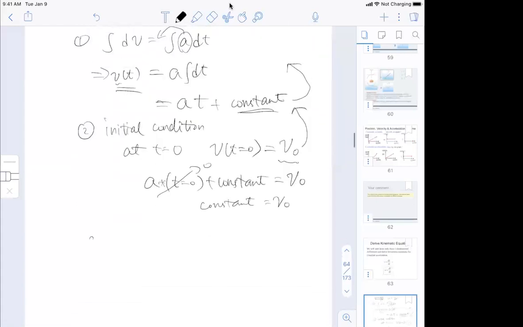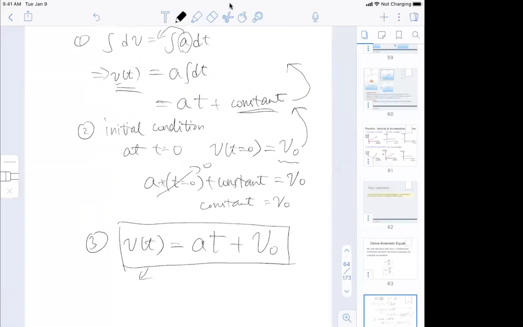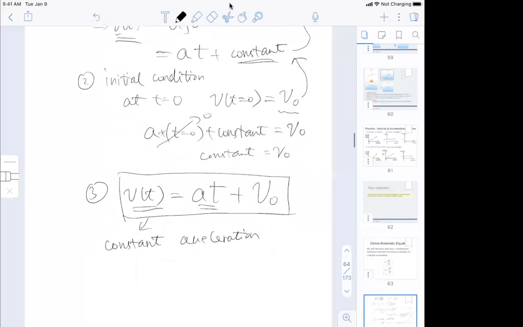And here I get my function v as a function of time is a, acceleration, times time plus initial velocity. So that is the equation you have already seen, right? This is the equation for a constant acceleration. Your velocity is increasing over time in this way. You can do the same thing with the other equation, but I'm not going to do it in class just to save time.